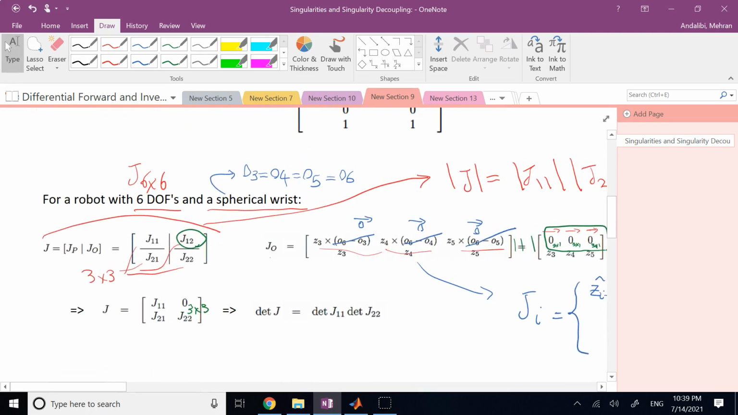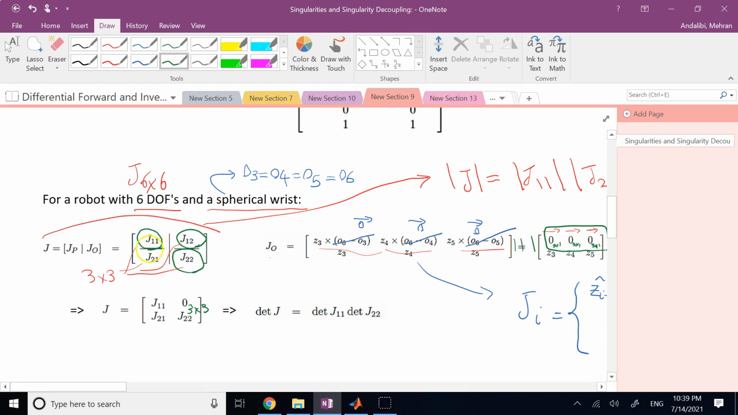So what does that mean? It means the determinant of the manipulator Jacobian is equal to the determinant of its upper left corner times the determinant of its bottom right corner. But what are these, each one? What are these?